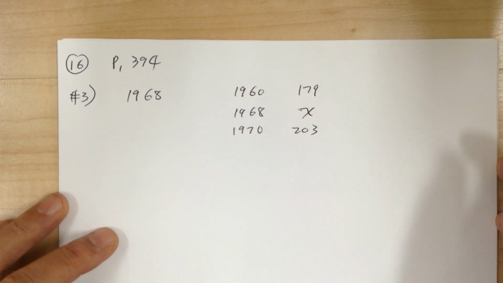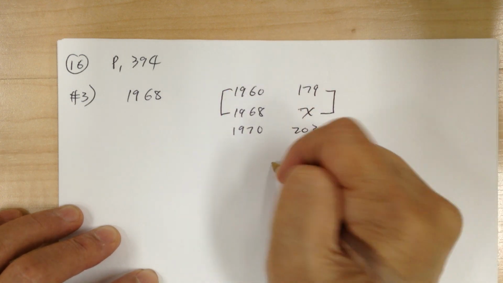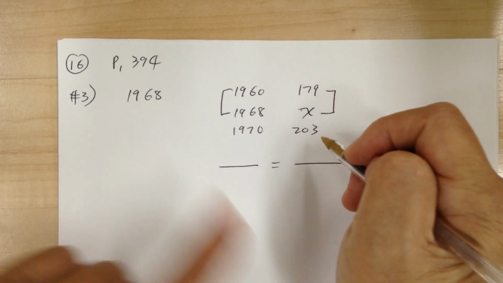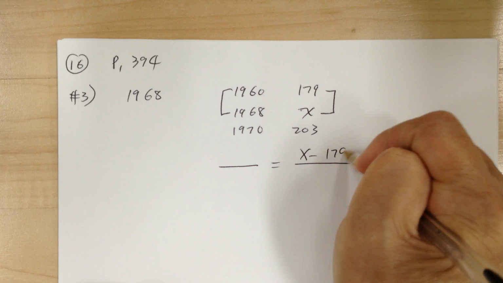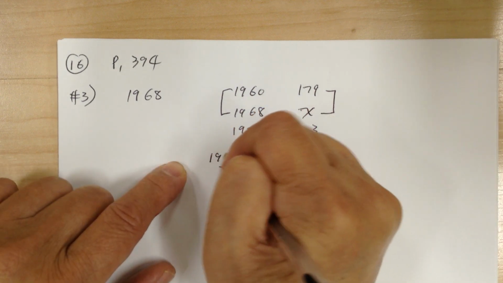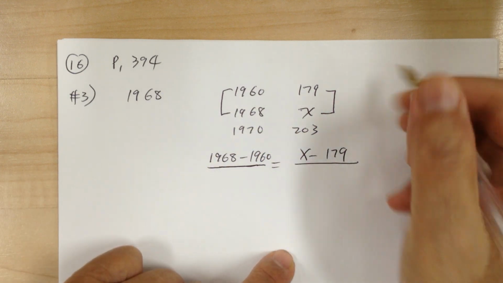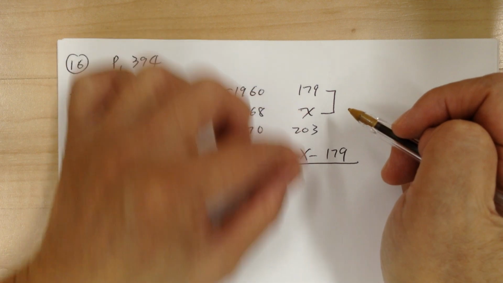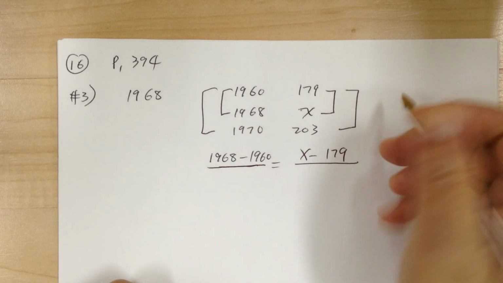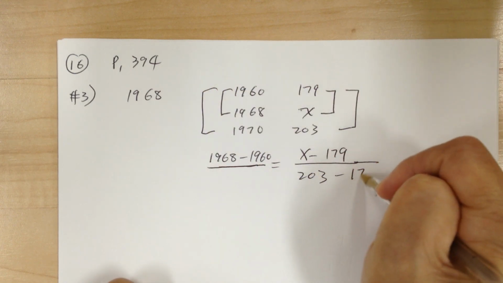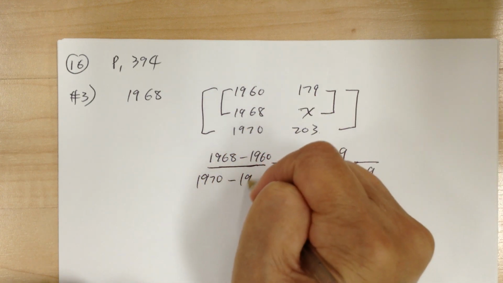Now you have to write your equation. First you have to pair up. If you use this pair, you have to use this pair. You just match it up to get your fraction ready. It doesn't matter how you write the equation, as long as you match the two sides exactly. So I'm going to use x minus 179, so I need 1968 minus 1960. Now I have to choose another pair. I could choose this pair, but I will get another variable, which is bad. So I want to use this pair, that means 203 minus 179, which matches with 1970 minus 1960.